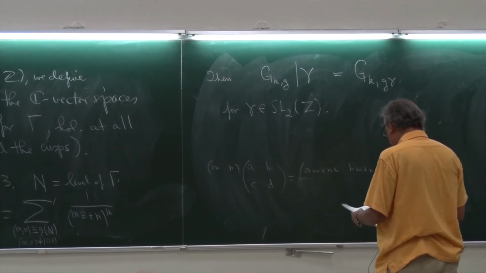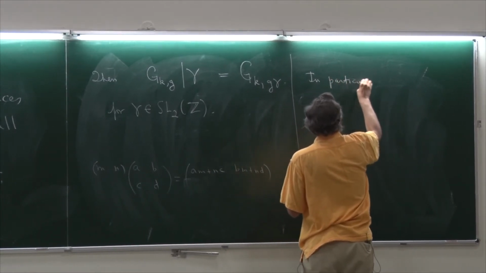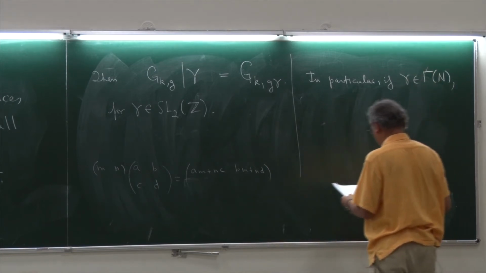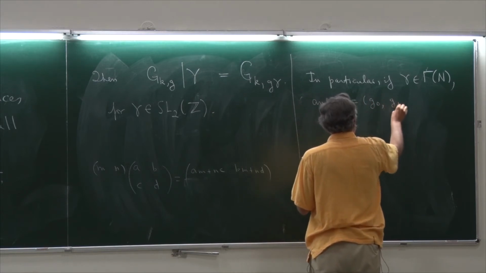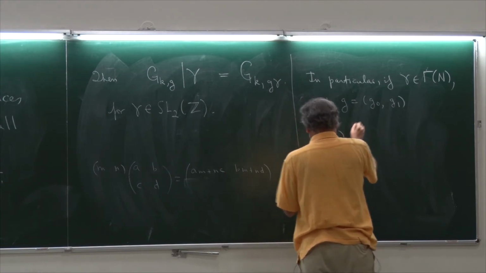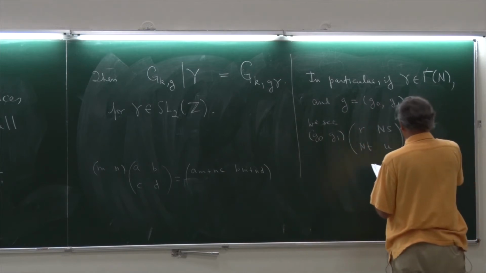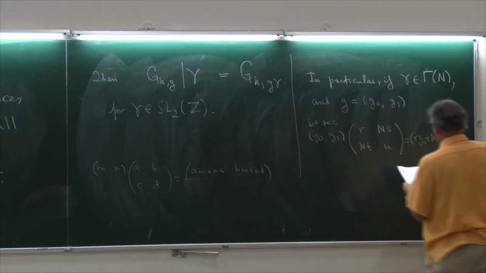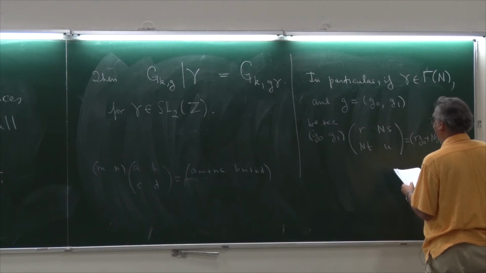And in particular, if gamma is in gamma of N, and g equals (g0, g1), we see that (g0, g1) times the matrix (r, s; t, u) is going to be equal to (r g0 + t g1, s g0 + u g1).